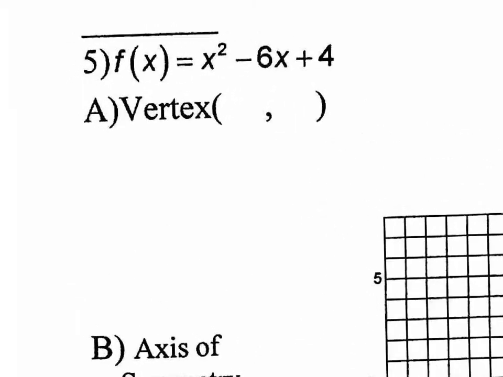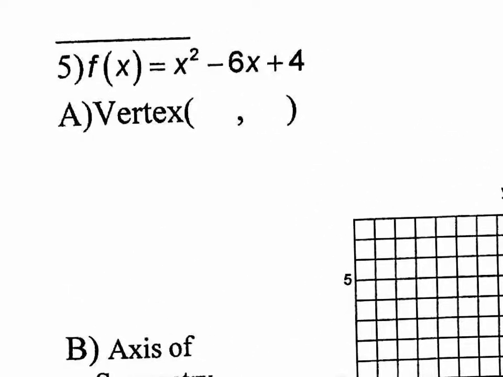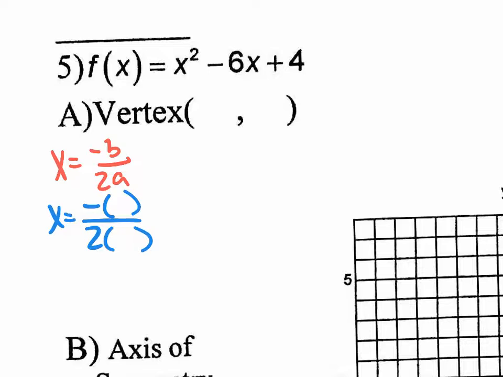And we always start with the vertex. I always say write the word vertex, write the coordinate. It's already there for you. Let's write down the formula. X equals negative b over 2 times a. Let's rewrite it with parentheses. X equals negative parenthesis over 2 times parenthesis.